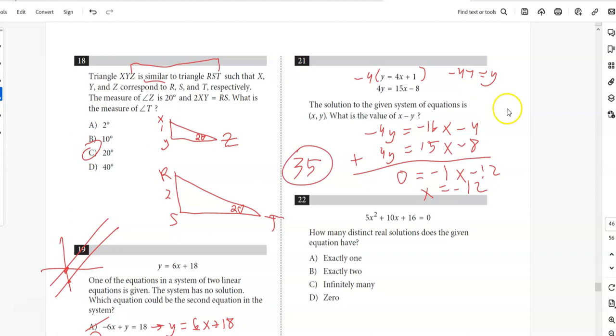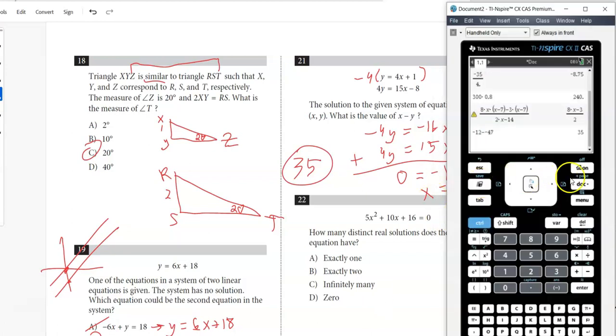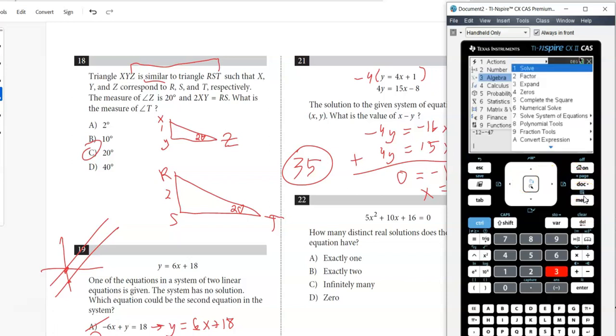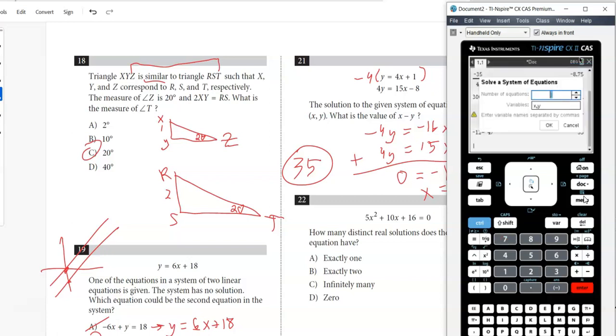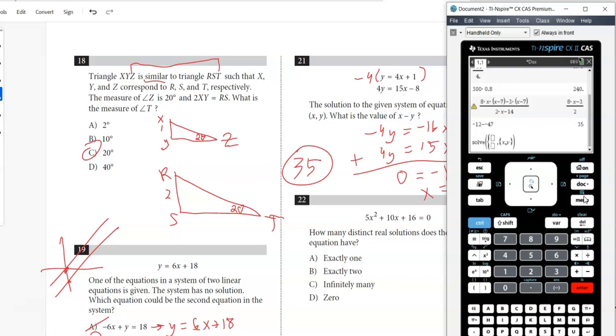Now, could that have been faster with the calculator? Maybe, right? So you could go to menu. Again, I'm just showing you both ways. You have to decide what's fast for you and which way you want to go here. So it seems easy to solve, go for it. So it defaults to 2 equations, x and y variables. You can type it in just like that, so you don't have to solve it.